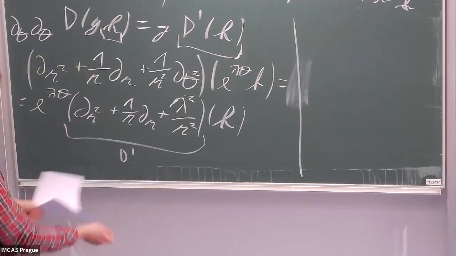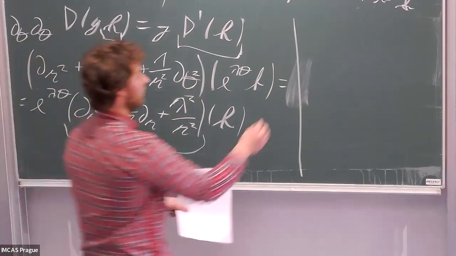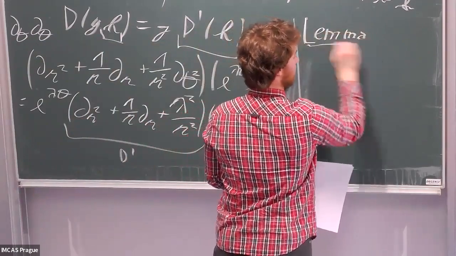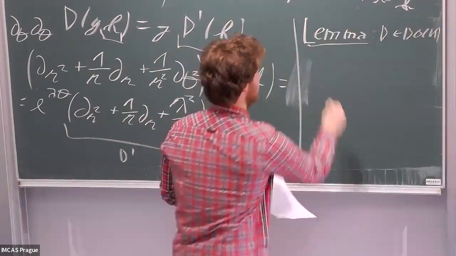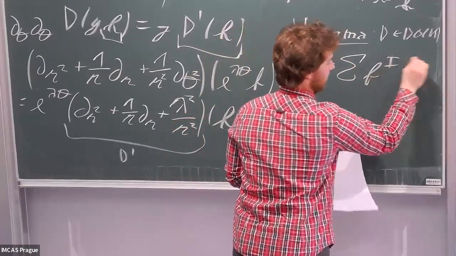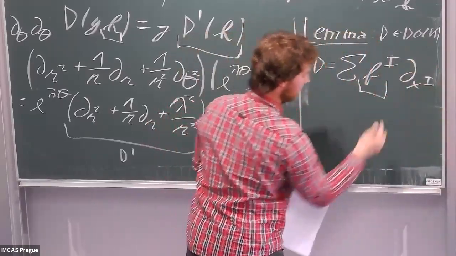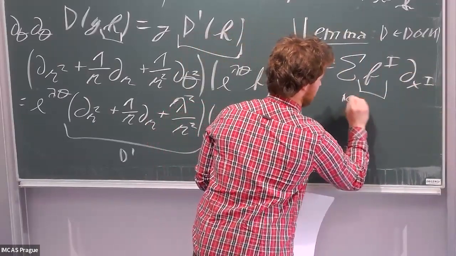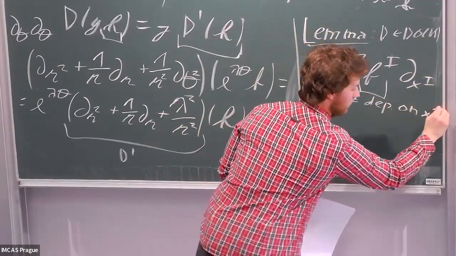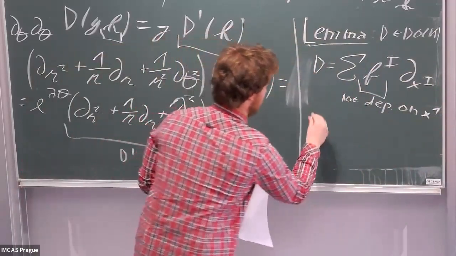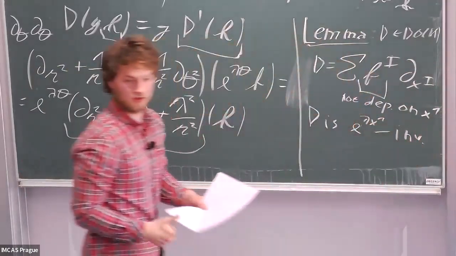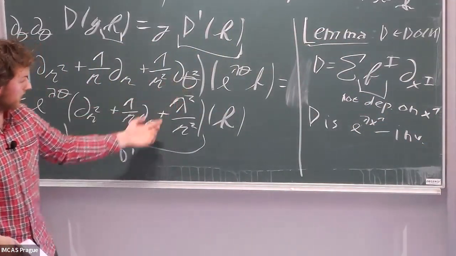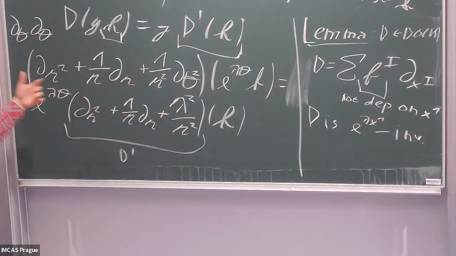Okay. And we can formulate this behavior of the exponential generally. I will say it as a lemma. So if we have a differential operator D in some neighborhood U, and D can always be written like that. But if these phi's do not depend on x1, for example, then D is e^(lambda x1) invariant. That's the same procedure as here. You just replace all the d x1s with lambdas. And since these coefficients don't depend on x1, as in this example it was theta, you can take the exponential out.